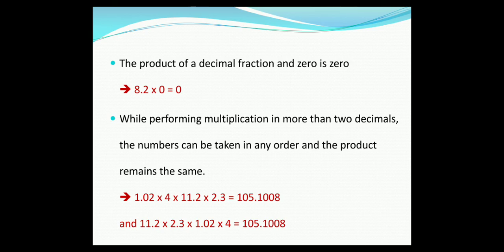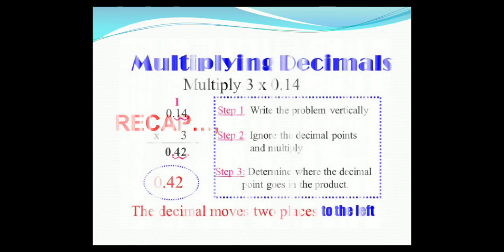However I change the order in multiplication, if you multiply decimal numbers, whether 2 decimal numbers, or 3 decimal numbers, or 5 decimal numbers, however many, your answer will remain the same. Clear? So I hope that you have understood clearly how to multiply decimal numbers. Let's see a quick recap.